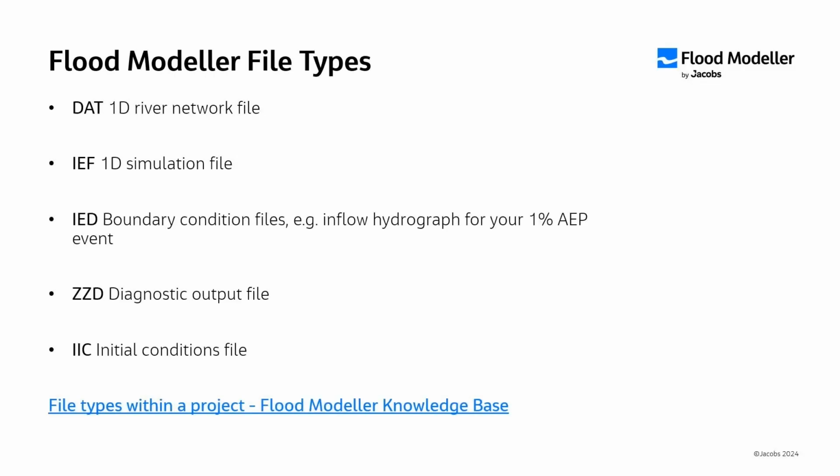One of the things that I found quite difficult to get my head around as someone new to Flood Modeller was the different file extensions that are used and what each of them are used for. I've listed a few of the most commonly used file types on this slide, which you can come back to as a reference point. The majority of these types are types of text file, which can be edited in a text editor or using the Flood Modeller API.